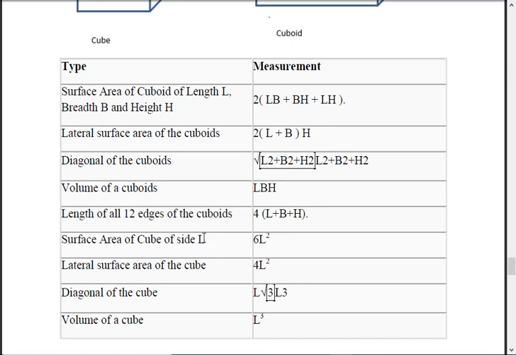Surface area of the cube of side L. Cube and cuboid means what? Just make L, B, H the same, so it becomes a cube: 6L square. Lateral surface area of the cube is 4L square. Diagonal of the cube is L into root 3. Why? Because here L, B, H will be the same, so L square, L square, L square, L square out and 3 in. So L root 3, right? Only L root 3. Ignore all the other stuff, these are printing mistakes. Volume of the cube is L cube.